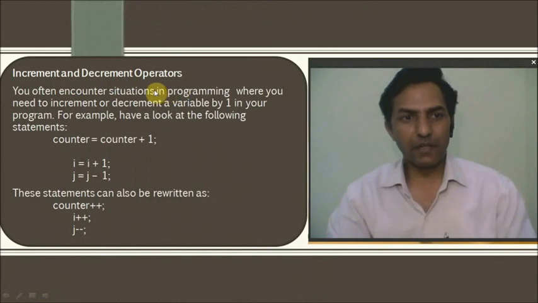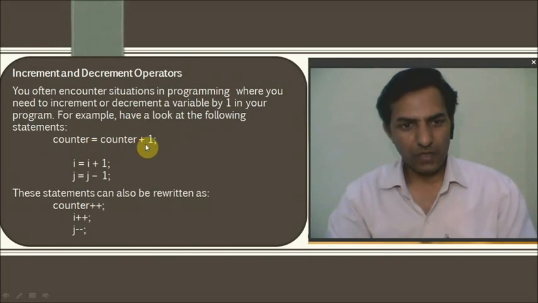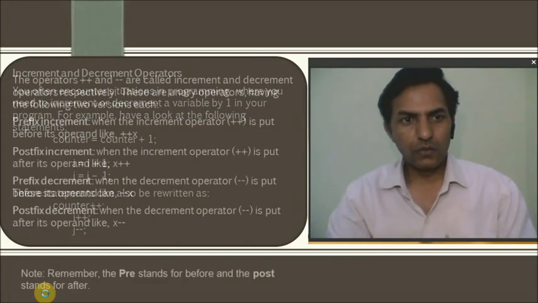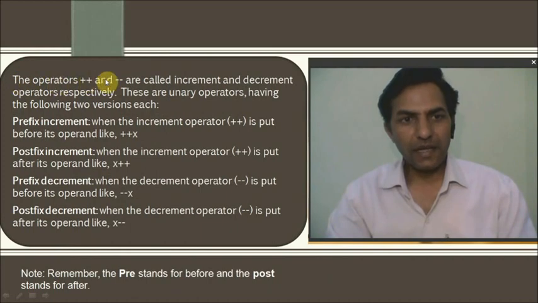Next is our increment and decrement operators. You have often encountered situations in a program where you need to increment or decrement a variable by 1. For example, have a look at the following statements: counter is equal to counter plus 1, i is equal to i plus 1, or j is equal to j minus 1. These statements can also be rewritten as counter plus plus, i plus plus, or j minus minus. So the operators plus plus and minus minus are called increment and decrement operators respectively.